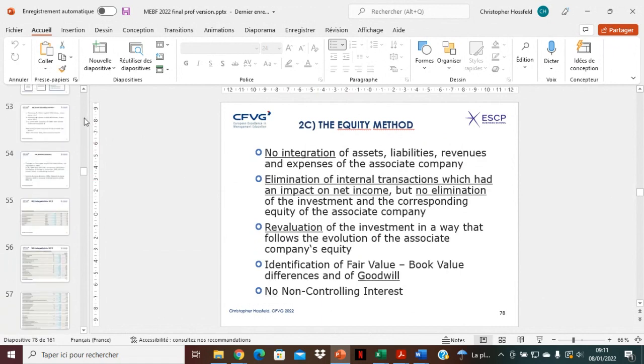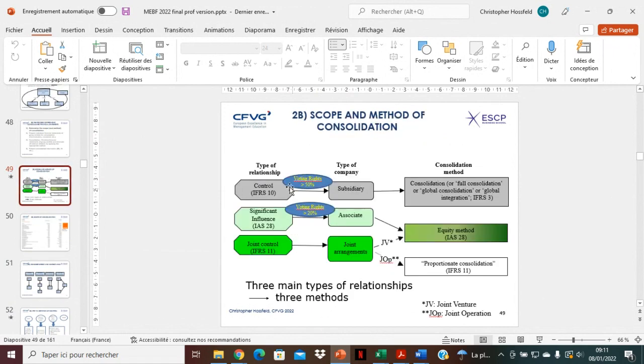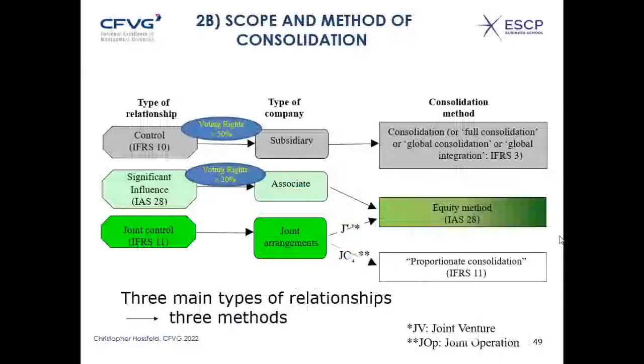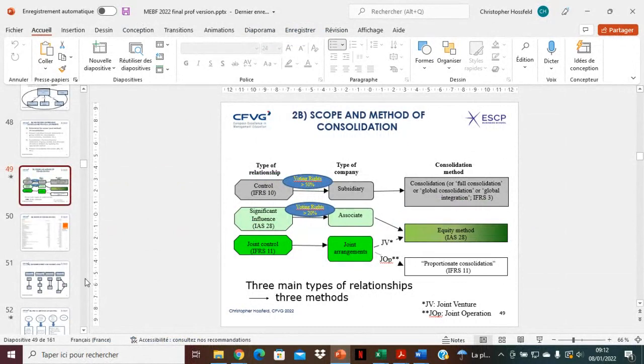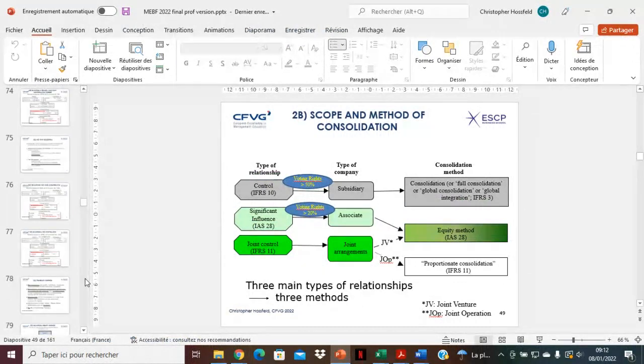So as a reminder, if I go back to the beginning, depending on the relationship between the parent company and the subsidiary, I control, and therefore I have a subsidiary that is fully consolidated, as we have seen. And then one notch below, so usually between 20 and 50% of voting rights, I have a significant influence. And that means the investee company is an associated company, and we apply the equity method. Okay, so now we are talking about the equity method.